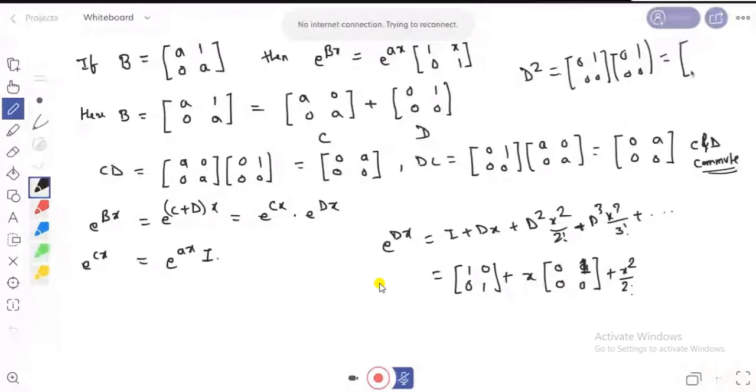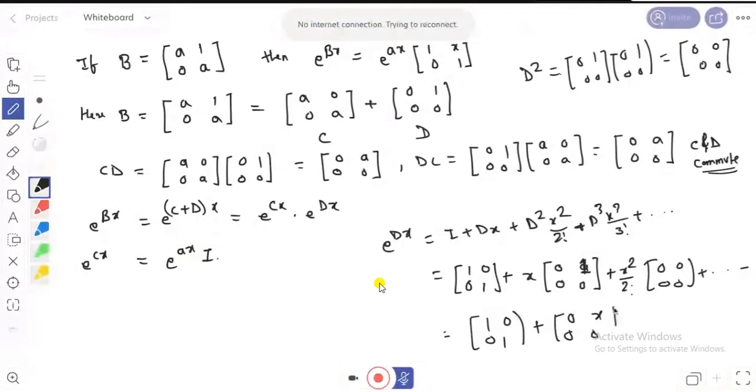If you multiply this, so 0, and here this is 0, here 0, 0. So this is null matrix. So here this is okay, and if you keep multiplying further, then that becomes 0. So this is equals to 1, 0, 0, 1, and this is 0x 0, 0. This equals to 1x 0, 1. Okay, this is e to the power dx.